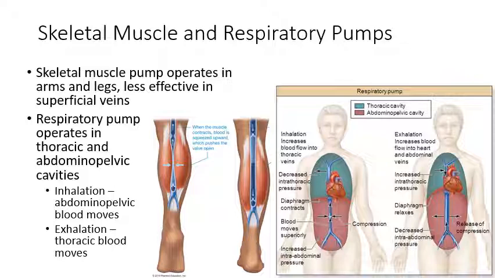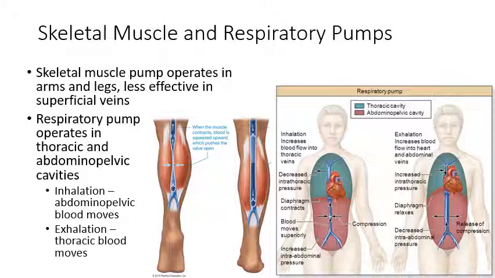But when you're inhaling, what happens is that your diaphragm contracts and it pulls itself down, and the volume of your thoracic cavity goes up. When the volume of a cavity goes up, that means the pressure goes down, and then air will come into your lungs from the atmosphere. Whenever that's happening, if the volume of your thoracic cavity is going up, that means that the volume of your abdominal pelvic cavity is going down. When the volume of a cavity goes down, the pressure goes up. So when you breathe in, thoracic volume goes up, abdominal pelvic volume goes down. Thoracic pressure goes down, abdominal pelvic pressure goes up.